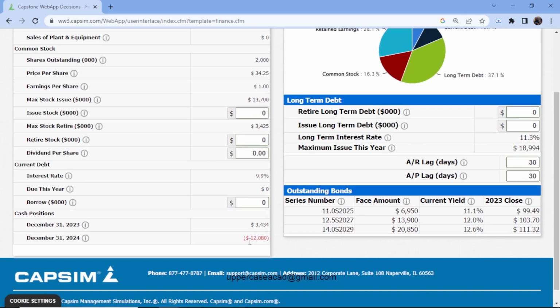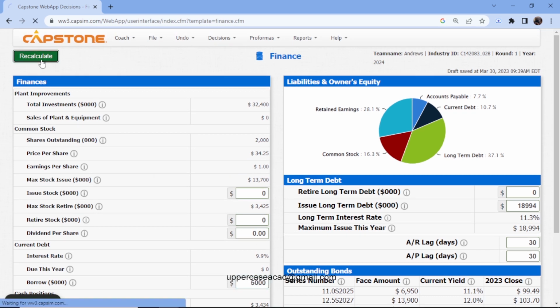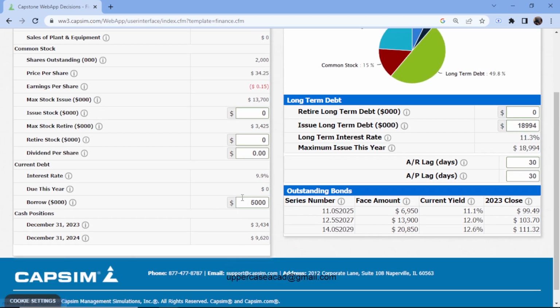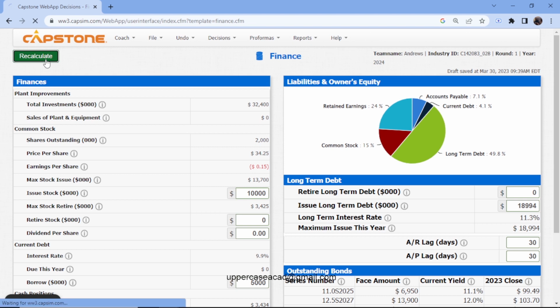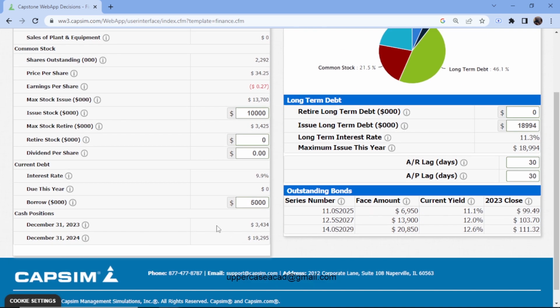For the finance section, you can see that I'm having a deficit here. So let me invest the maximum. I'll take 1,884. Then for current debt, I'll take 5,000. So that's 9,000. Then I'll take 10,000 in terms of stock, so that I can balance my finance. My cash position in December of the next year is 19,295.